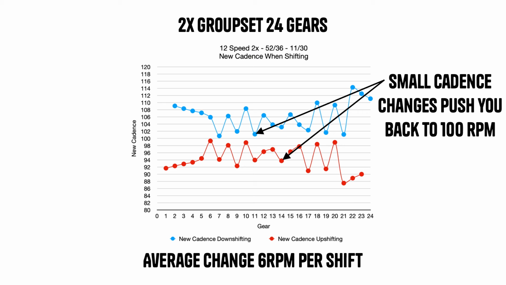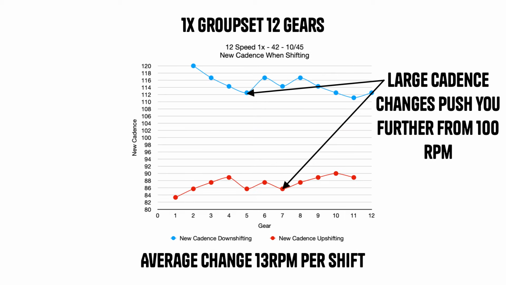Let's say we're pedaling at 100 RPM and we shift up or down. With a calculation in the gear ratios, we can calculate the new cadence if we hold the power the same. This graph shows that as you shift up or down on a 2x group set, the cadence changes are small. The average is about 6 RPM. Since the body is wanting to adjust near that 6 RPM cadence change, this gets you back to your normal cadence when you shift.